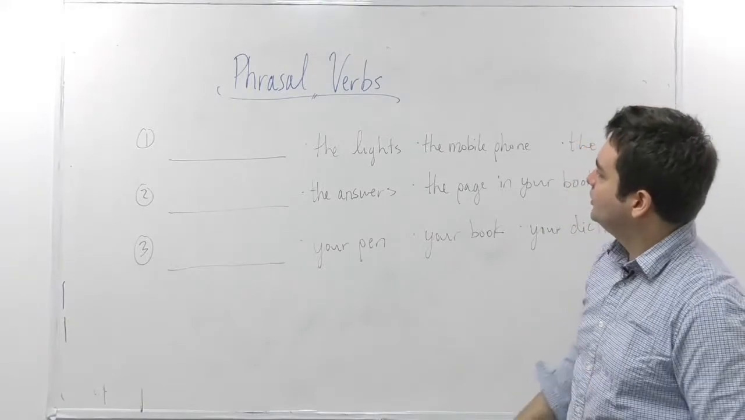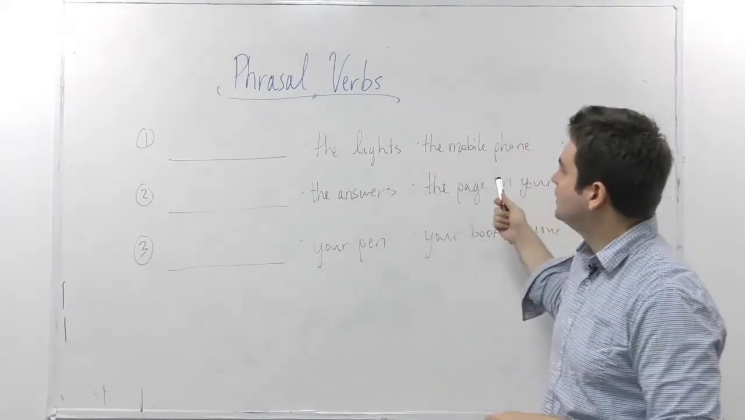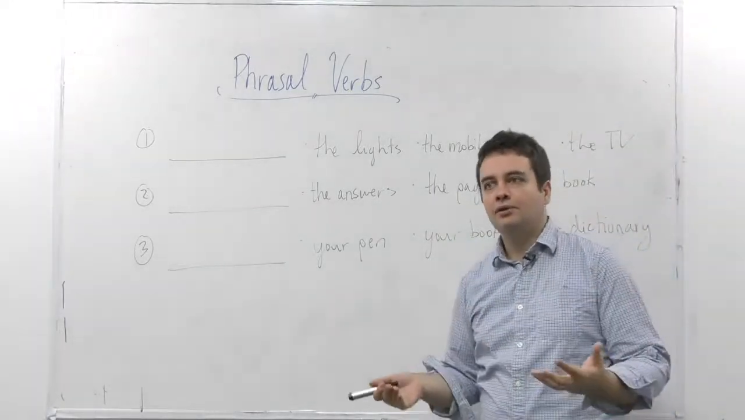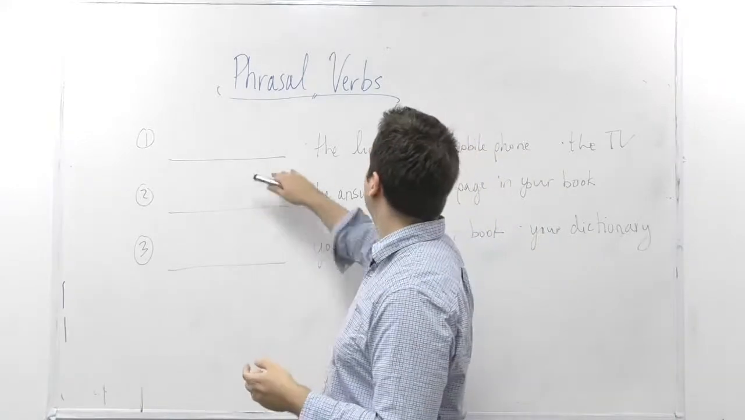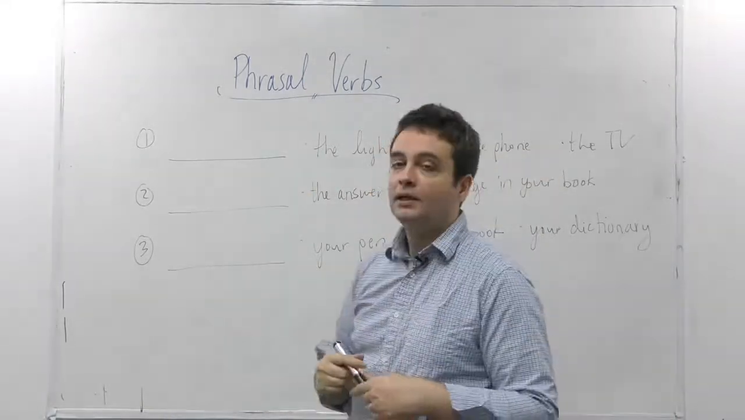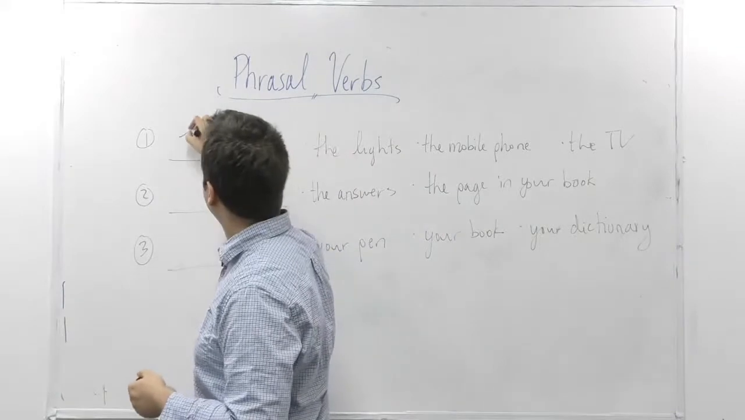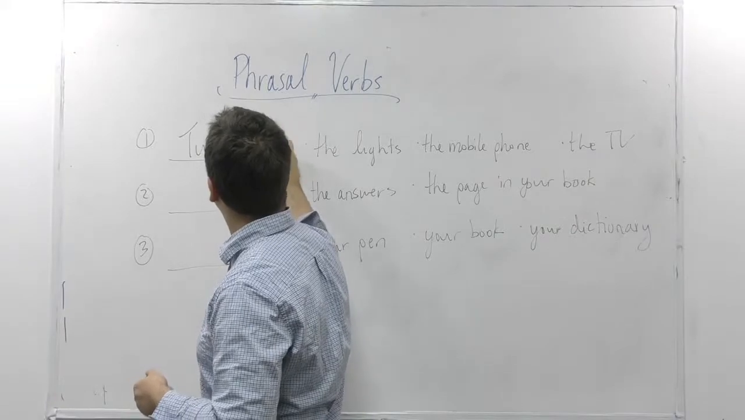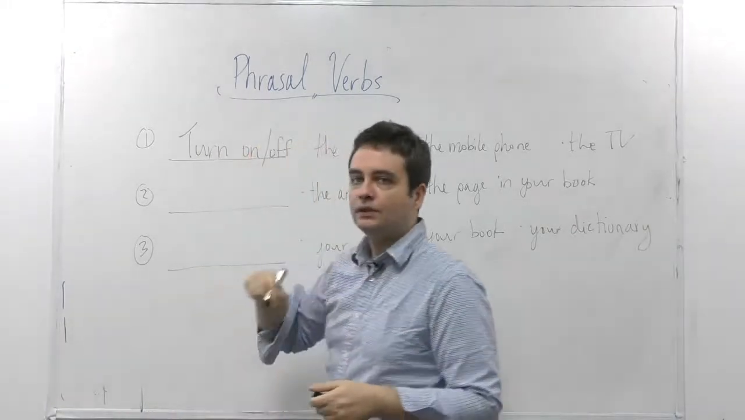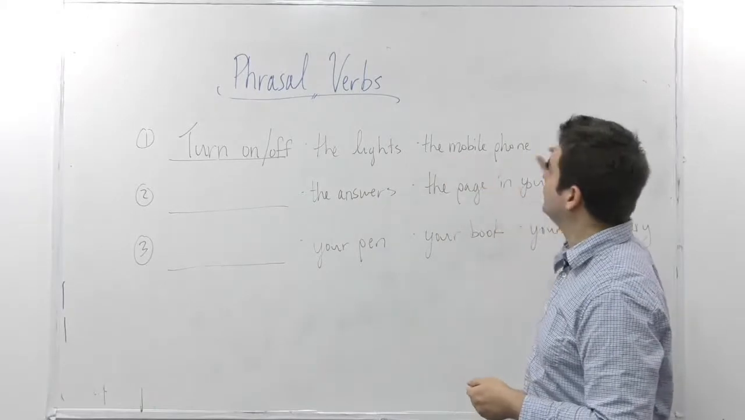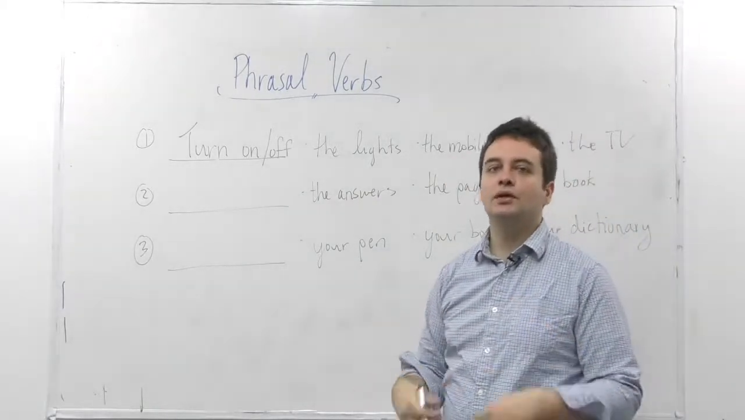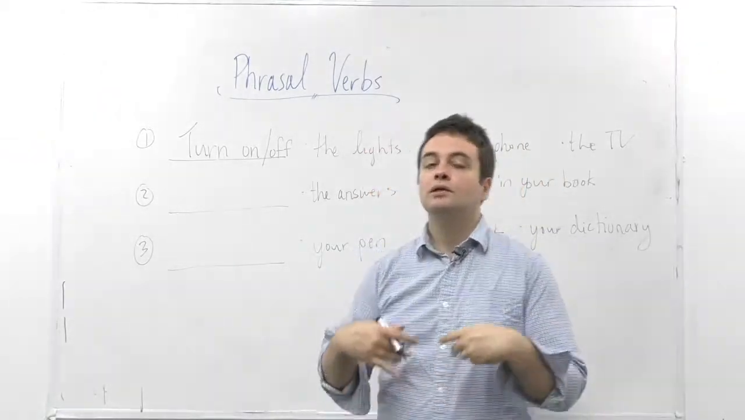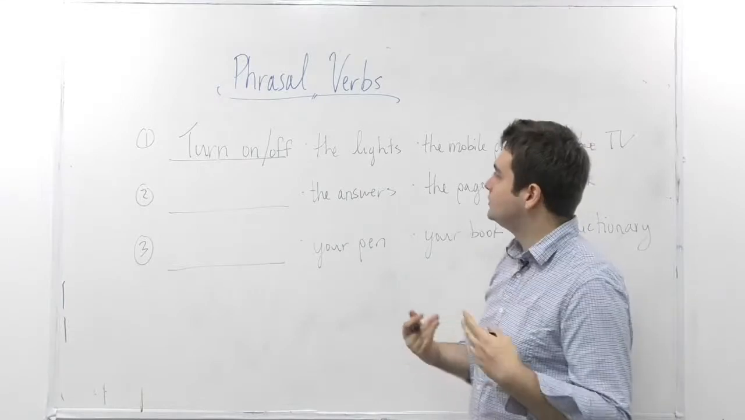Okay, so which phrasal verb would match these terms here? Something the lights, the mobile phone, the TV. Now, actually, you have a couple of different options. You could say put down. No, you can't say that for TV. But the best thing here would be to turn on or turn off the lights, the mobile phone, and the TV. Because that makes sense, right? You turn on the TV, you turn on the lights, you turn on your mobile phone, or you turn them off, right? You turn off your phone, you turn off the lights, and you turn off the TV.